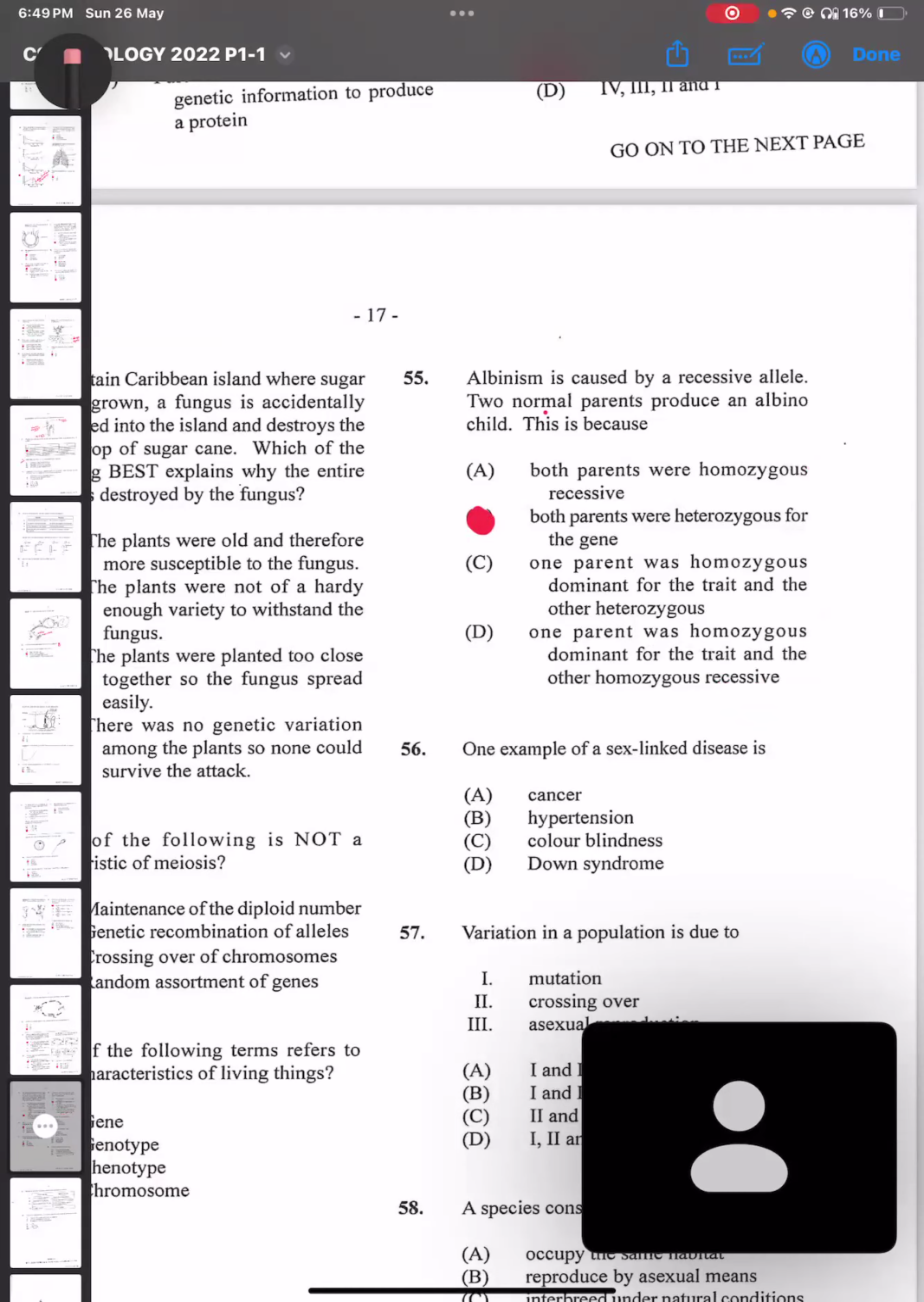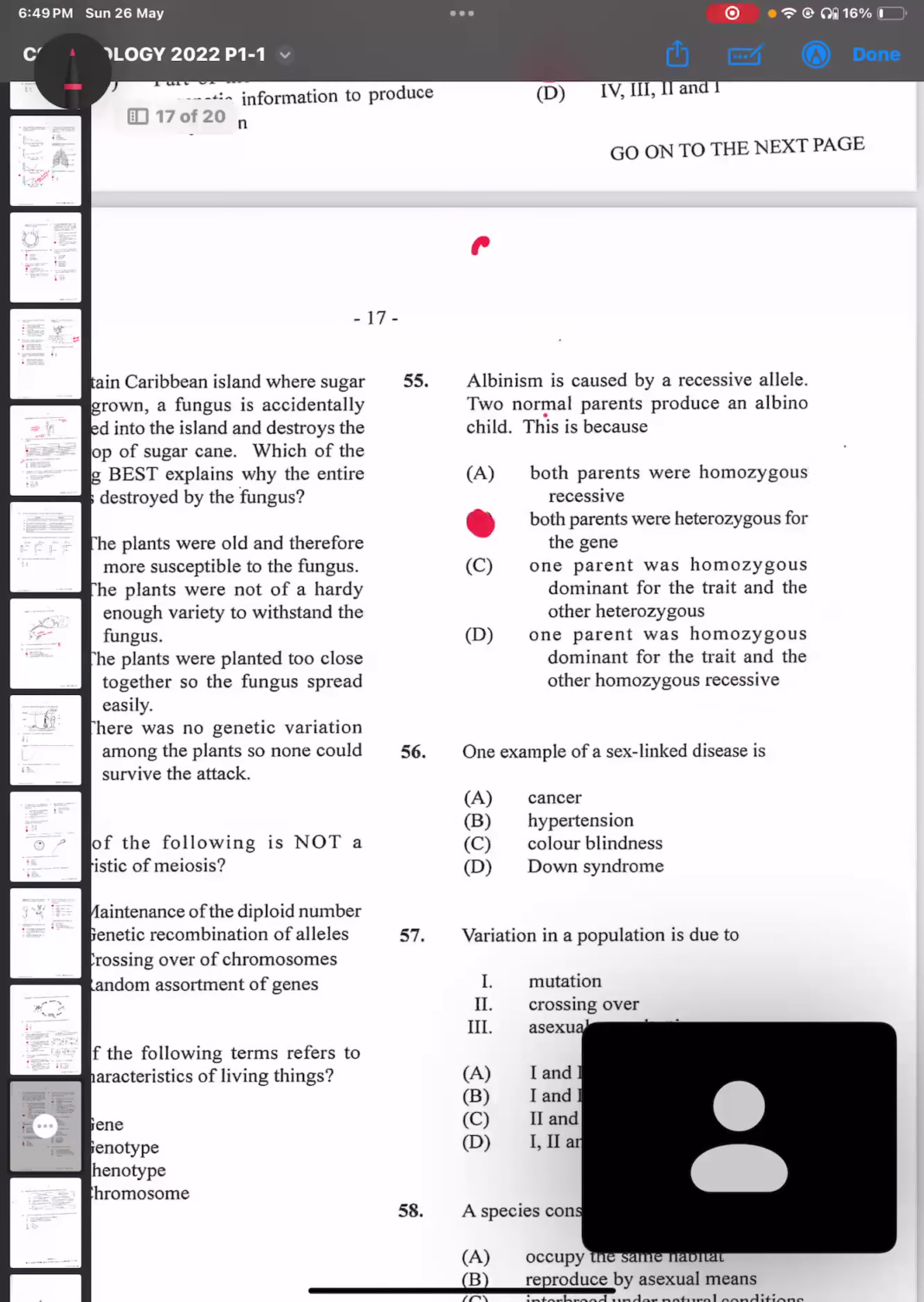If you wanted to work it out for yourself, if both parents were homozygous recessive, it would be the same for both parents, and both parents would have had albinism. And we know that that is out by the two normal parents.